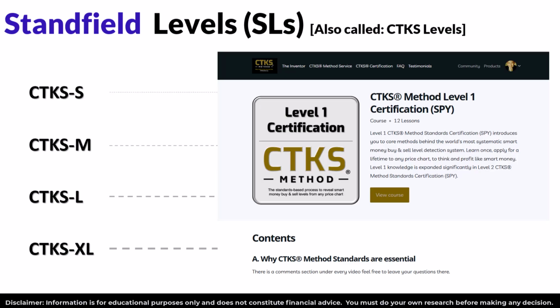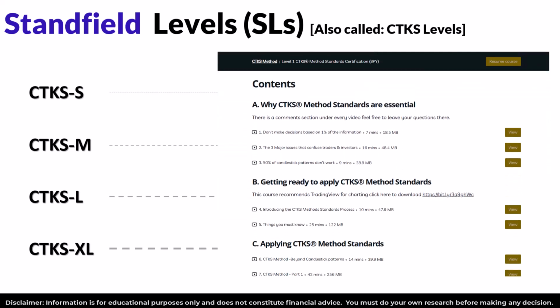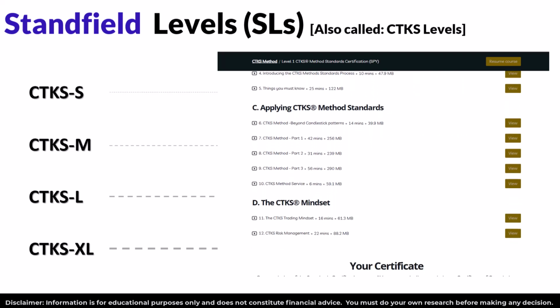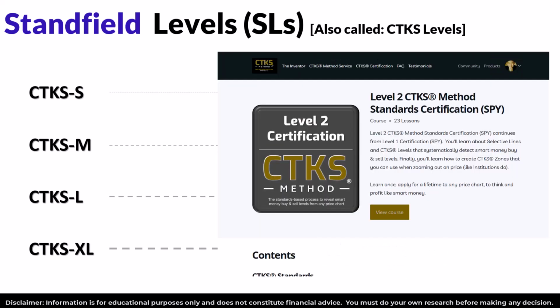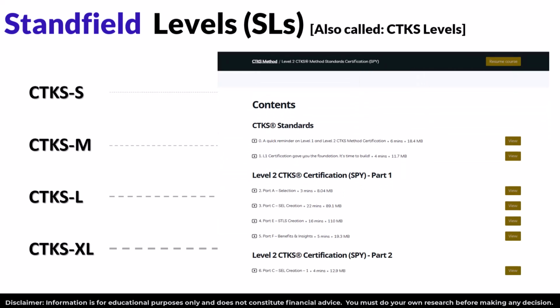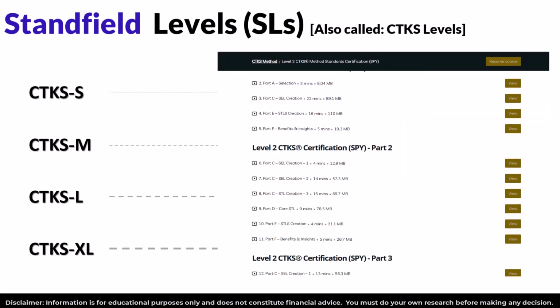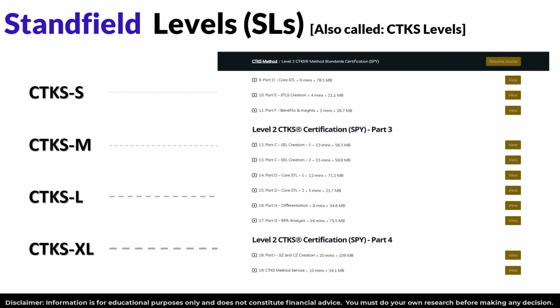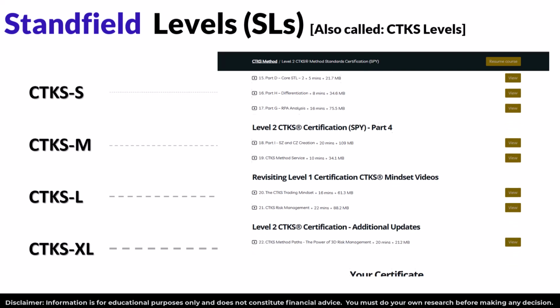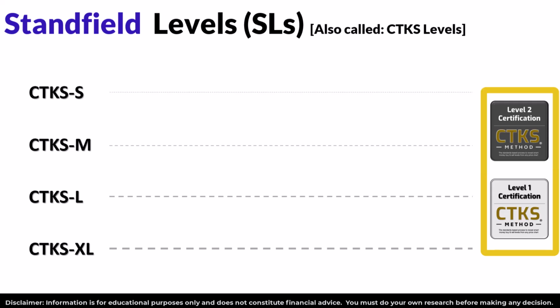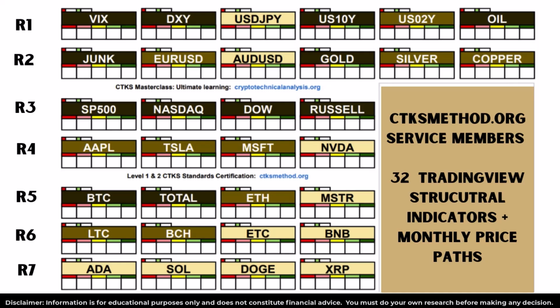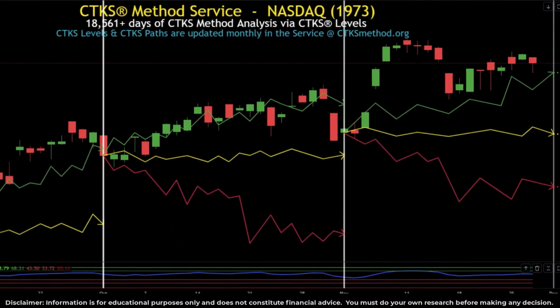Level 1 and Level 2 standard certification draw what are called Stanfield levels or CTKS levels. You'll see these on the charts that I'm going to show you next. Thicker is always stronger. The definition of Stanfield levels or SLs, they're also known as CTKS levels: they represent the most statistically significant levels where smart money will buy or sell in the future, and thicker is always stronger. These are formed across all of price history in strict accordance with Level 1 and Level 2 standard certification from CTKSmethod.org. Service members get 32 TradingView charts with structural indicators and monthly price paths.